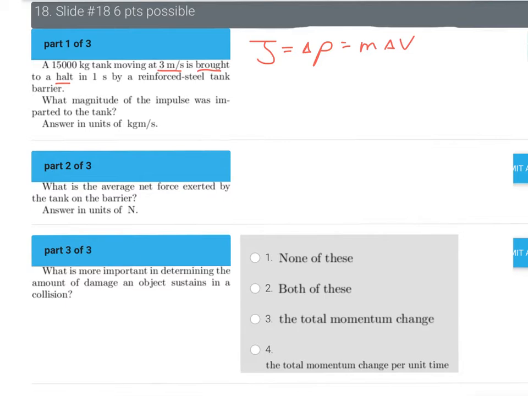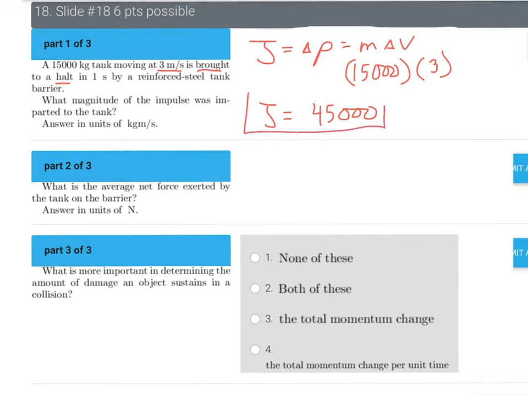So mass is 15,000 kilograms, and our change in velocity is just going to be 3. So if we multiply those together, my impulse is going to come out to be, 3 times 15 is 45,000. That's our answer for part 1.